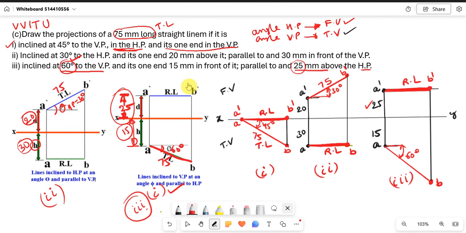So this is the case of lines inclined to one plane in the simple position. Thank you.